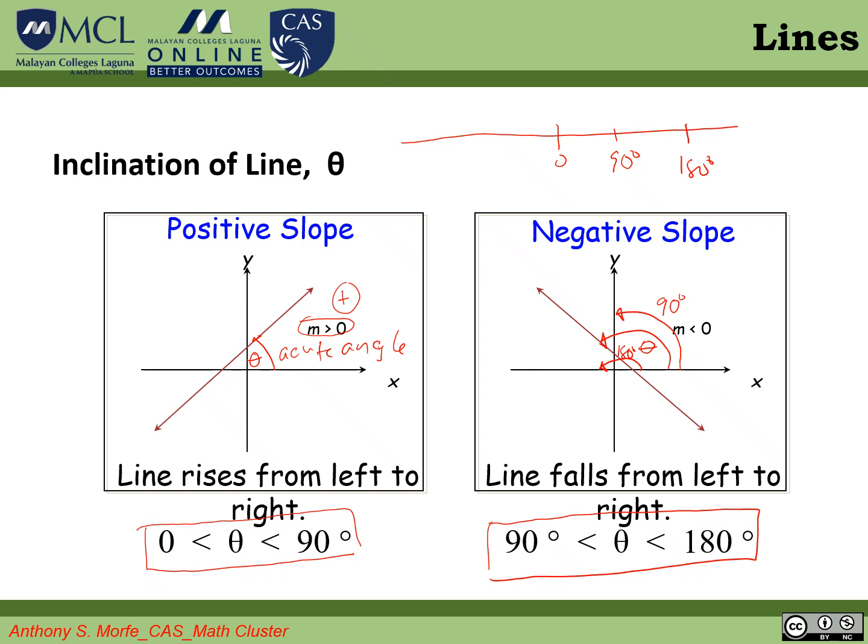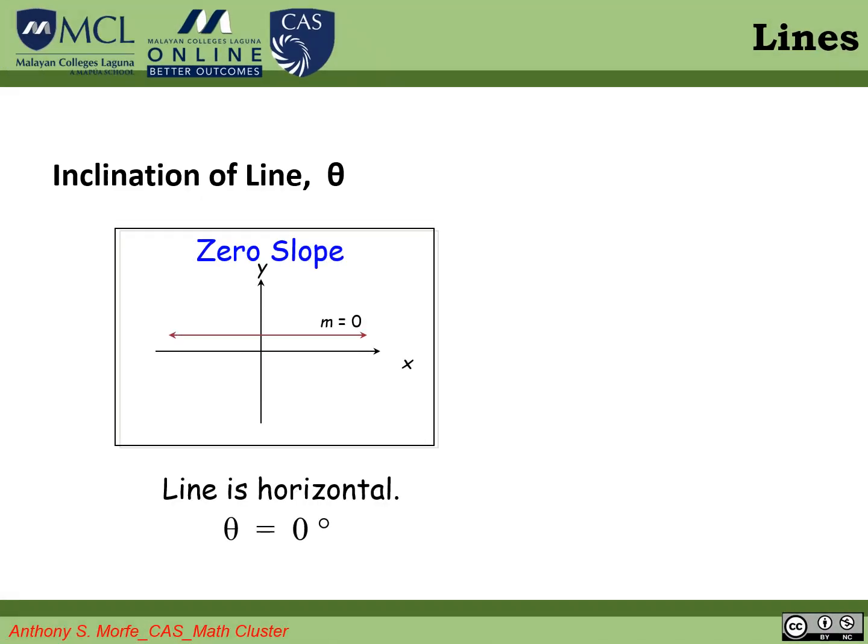So ibig sabihin, the values of theta, if you draw the number line, it would take those values between 90 to 180. So it means only, okay, so the slope is negative for a decreasing line. Then if you look at the next slide, the orientation of a line is horizontal. So we know that if the line is horizontal, then our angle is equal to 0 degrees.